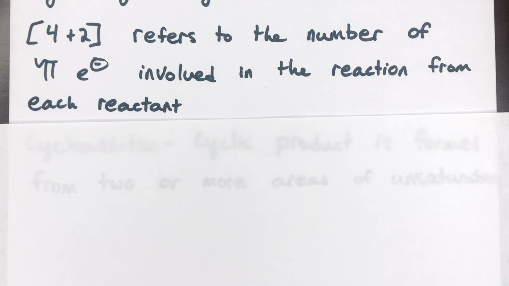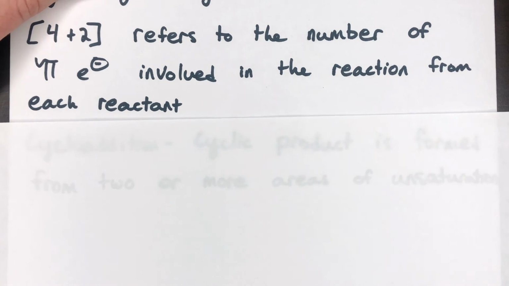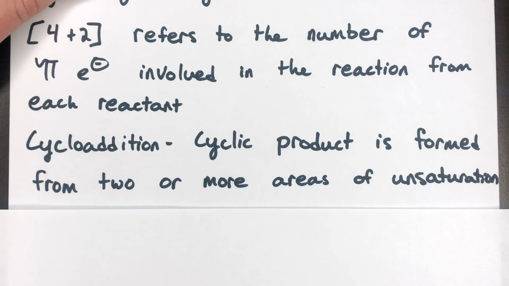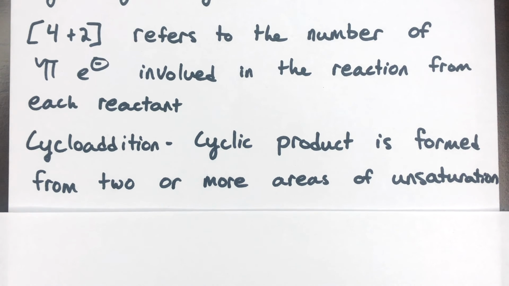But simply what you need to take away is there's 4 pi electrons from one region and 2 pi electrons from another region, and that's what's reacting in the Diels-Alder. And then lastly, this is a cycloaddition, which means that you have a cyclic product that is formed, and it's usually formed from 2 or more areas of unsaturation. And again, this is what I'm referring to with the 4+2.